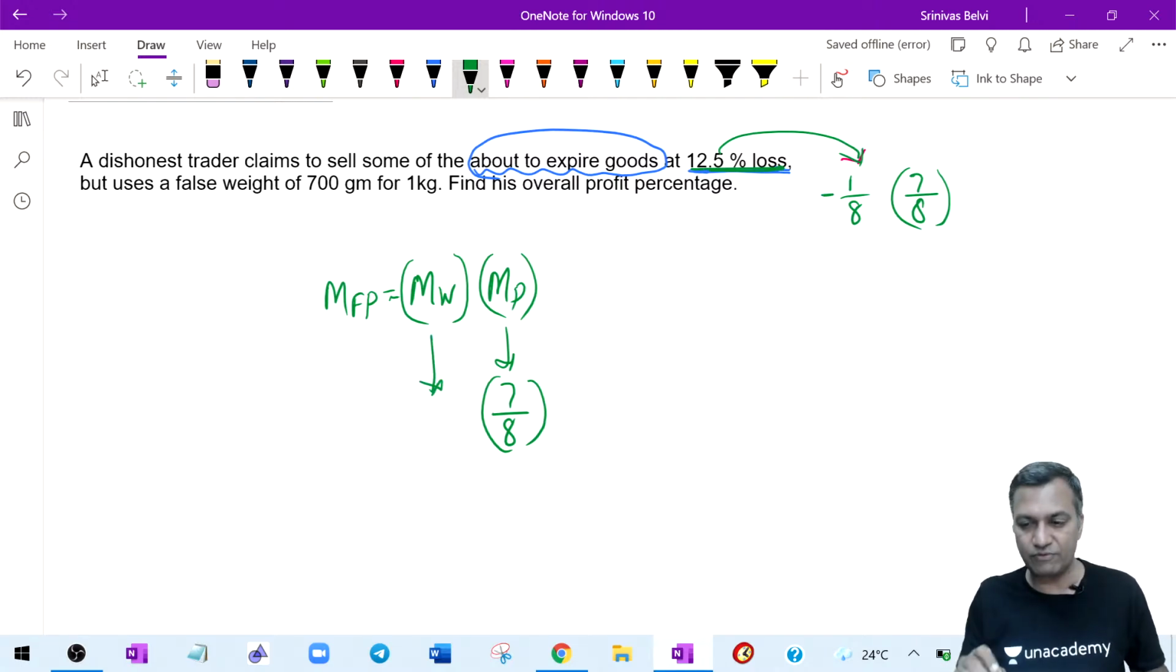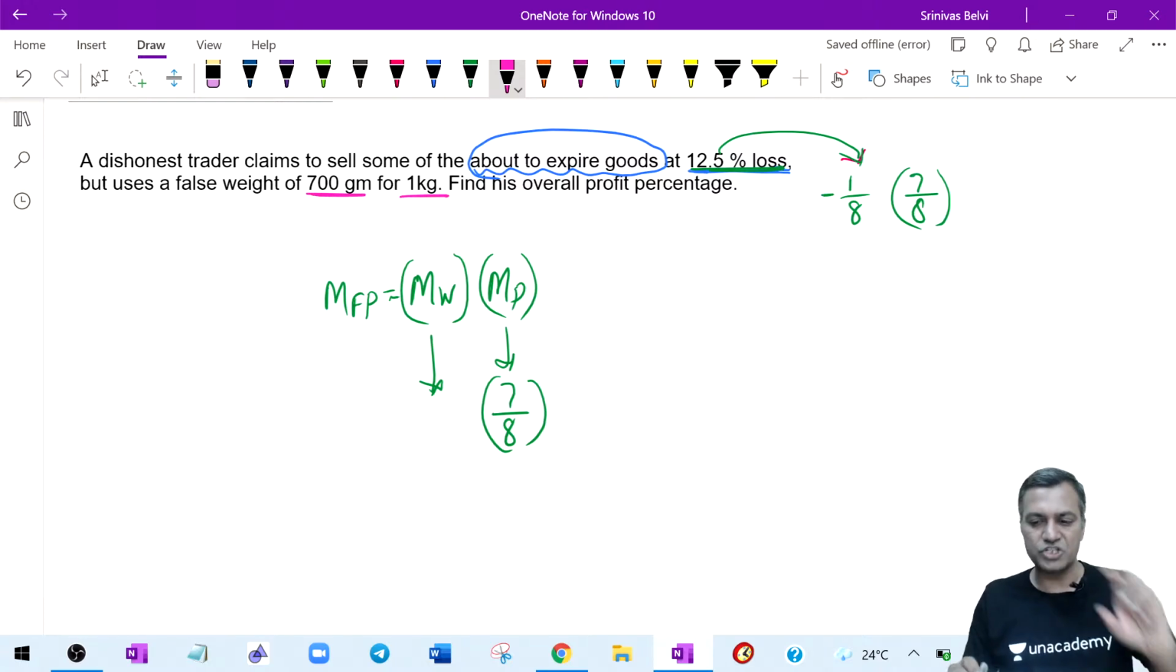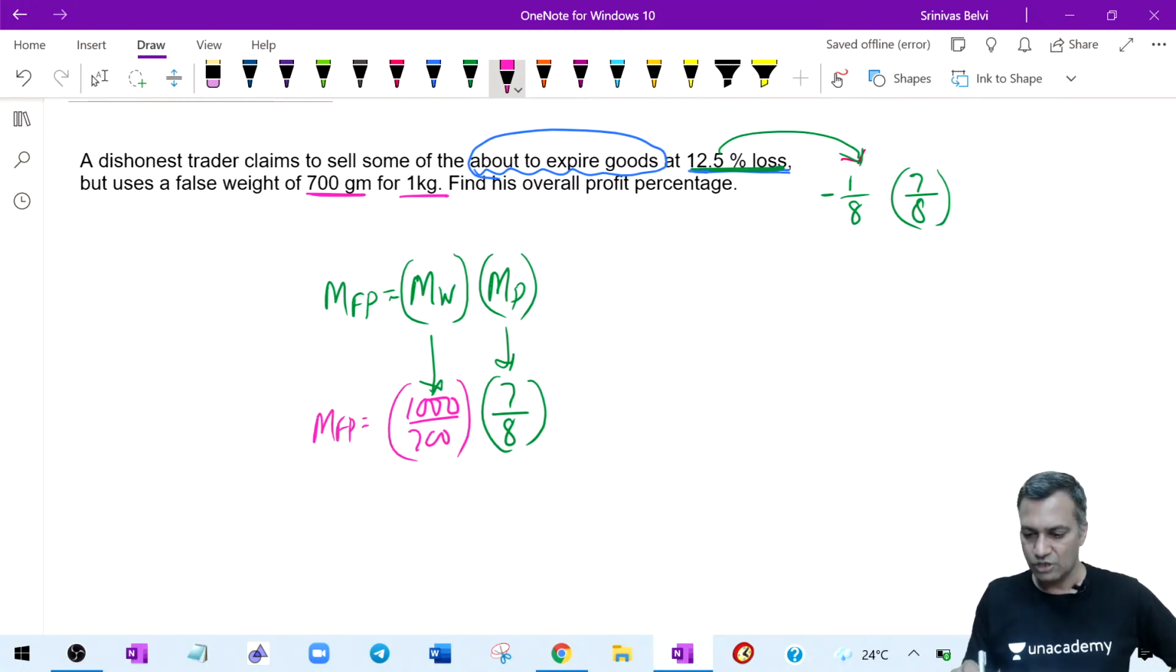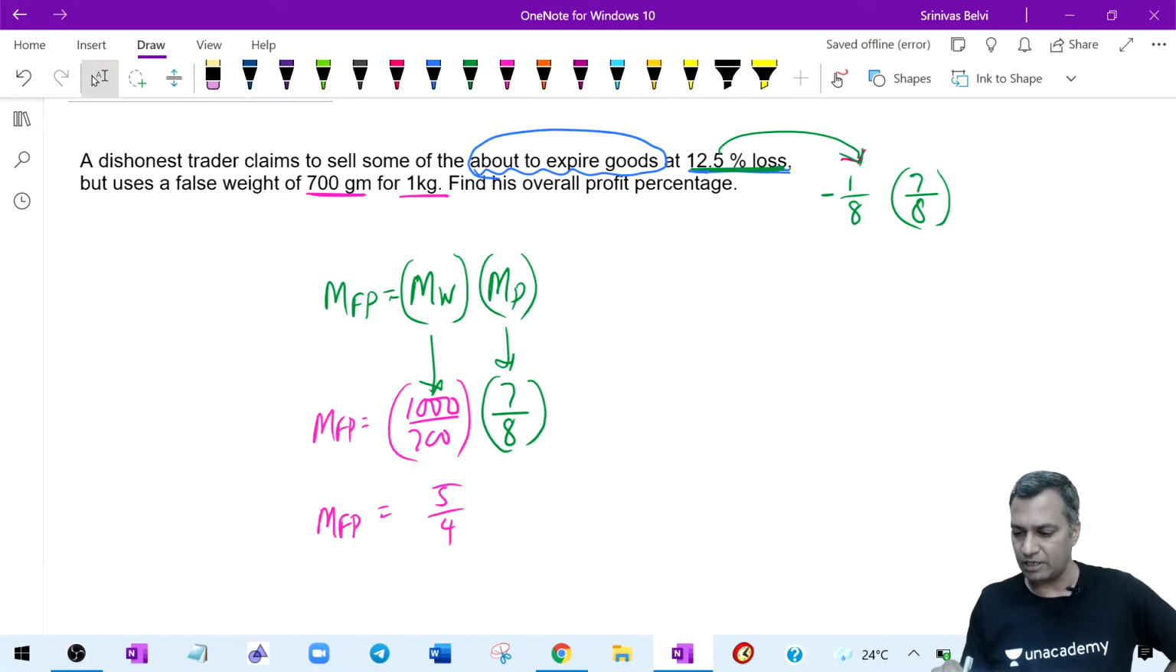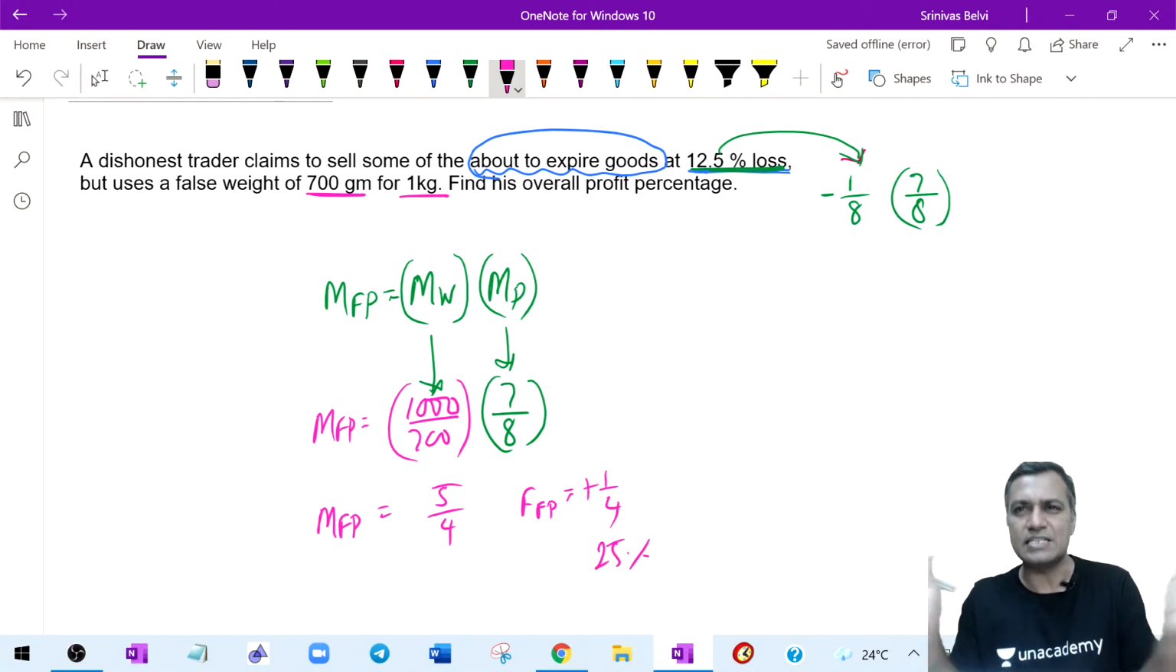But on the weight front, he calibrated his machine in such a way that for every 700 grams, the machine reads 1000 grams. So he is creating a profit proposition because of this. You simplify this, and it becomes 5 divided by 4. The multiplier related with the final profit becomes 5 divided by 4, and hence there is a profit. What is the fraction related with the final profit? Plus 1 by 4, which is nothing but 25%. Very, very simple question. For me, it is a level 0 question.